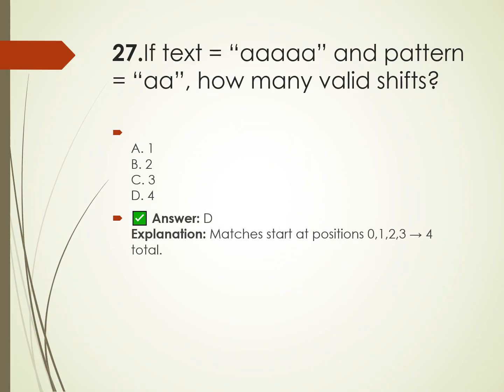If text is AAAAA and pattern equals AA, how many valid shifts? A. 1, B. 2, C. 3, D. 4. Correct answer is D. Matches start at positions 0, 1, 2, 3. 4 total.